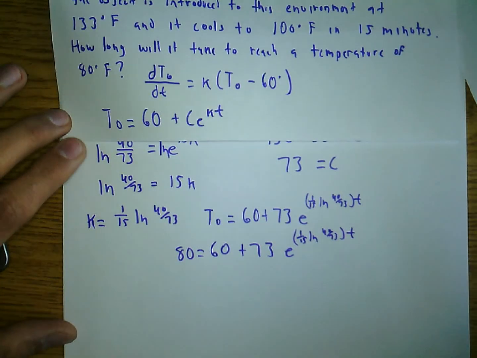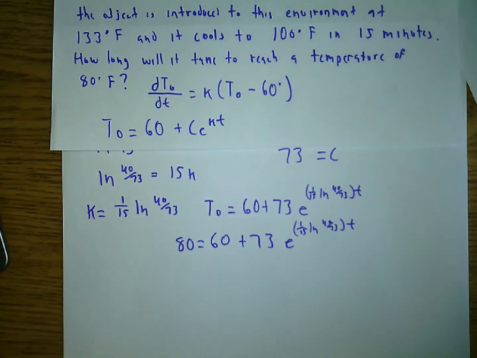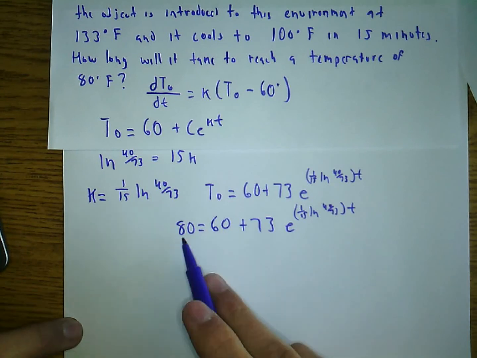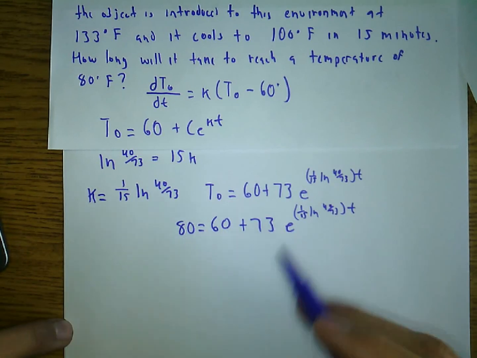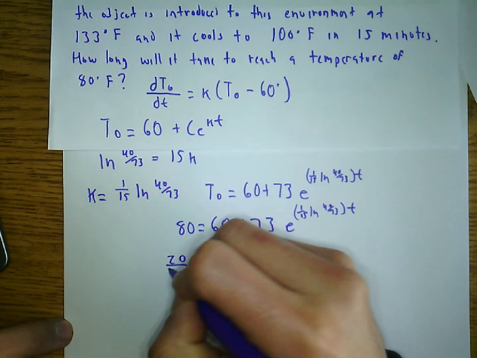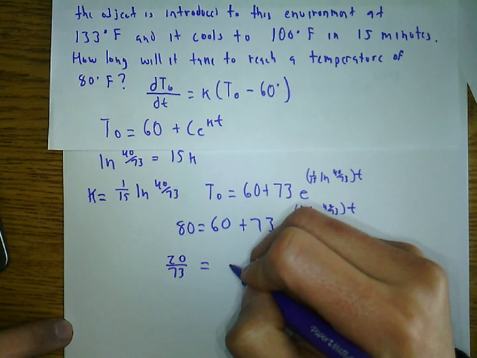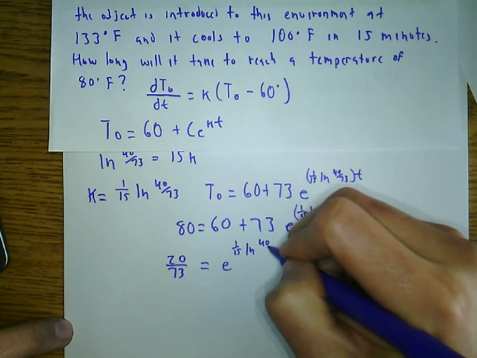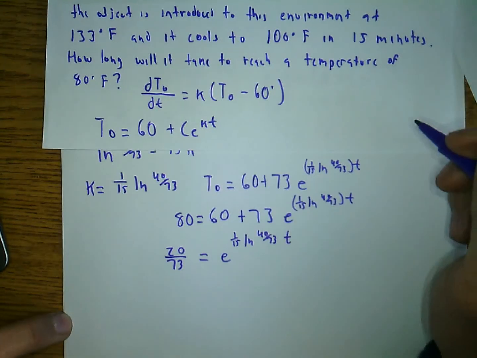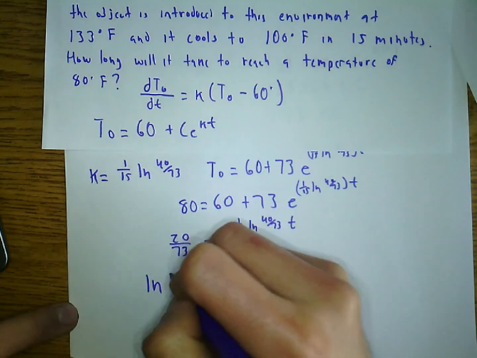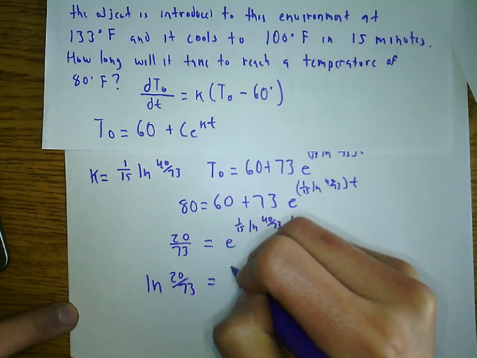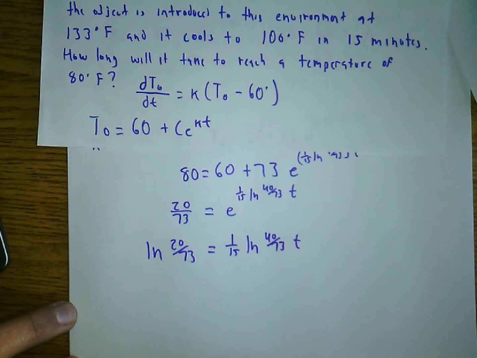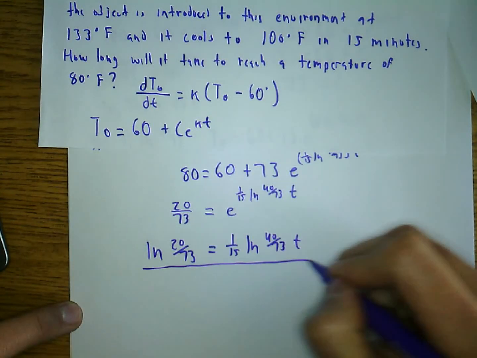I would subtract 60, so that gives me 20. I would divide by 73, so that gives me 20 over 73 is equal to e to the power of 1/15 ln 40 over 73 and then t. I would take the ln of both sides, so that would give me ln 20 over 73 is equal to 1/15 ln 40 over 73 t. So to solve for t, I'm going to divide everything by 1/15 ln 40 over 73.